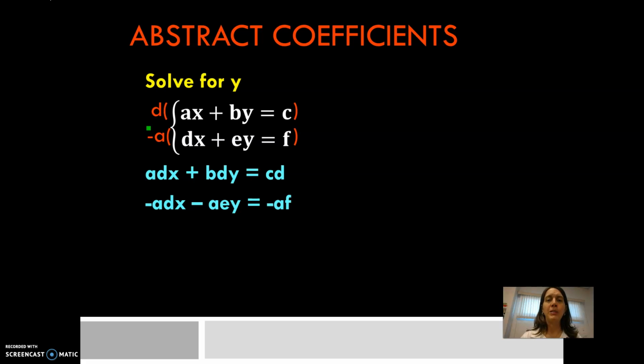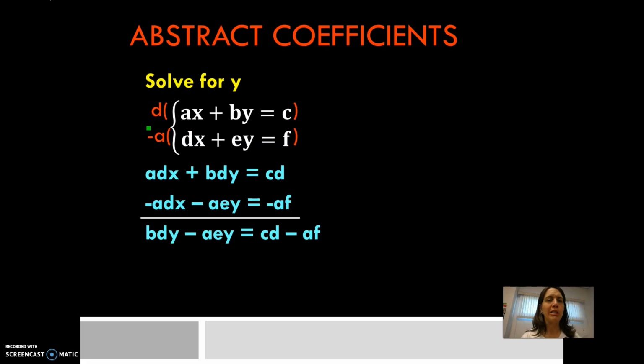Once we have our opposites on our variables for the x, we can cancel them out and add the two equations together. What we're left with, that bdy and aey, those aren't like terms, so we can't put those together, so they're just going to have to go side by side. The same thing on the right side of the equation, those aren't like terms either.